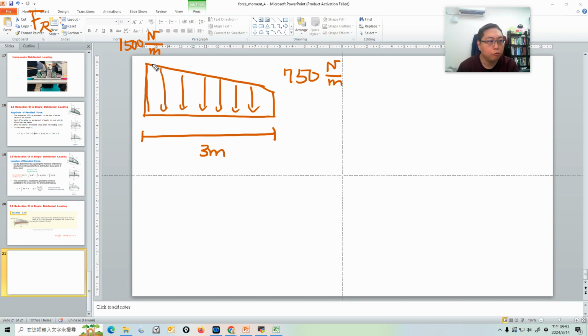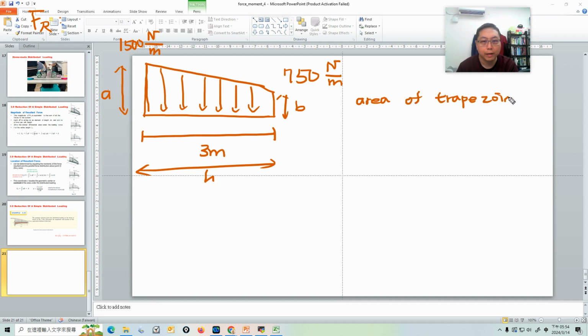First of all, what's the resultant force? Like I said, the resultant force is the area under the distributed load curve, and this is a trapezoid. Do you remember the area of a trapezoid? This is base 1, which I call a, this is base 2, which I call b, and you have a height h. The area of the trapezoid, in Chinese 梯形, is base 1 plus base 2, times h, divided by 2.